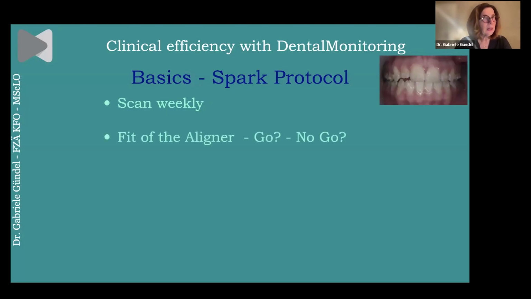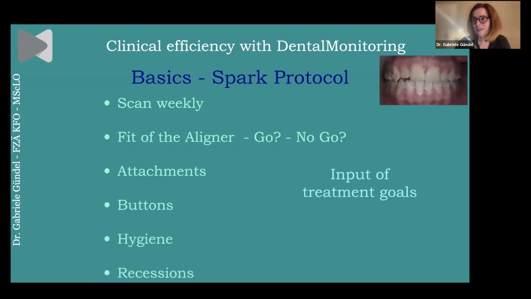My scans are weekly. So the AI is controlling the fit of the aligner. The patient gets a go or no go. The AI is controlling attachments if they are fitting well. The AI is controlling the buttons, hygiene, and also recessions.